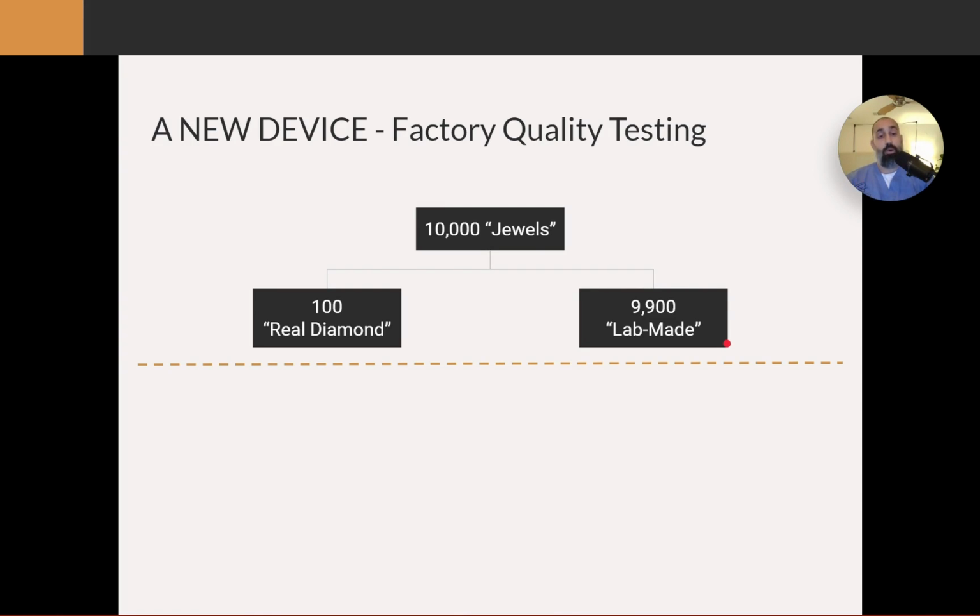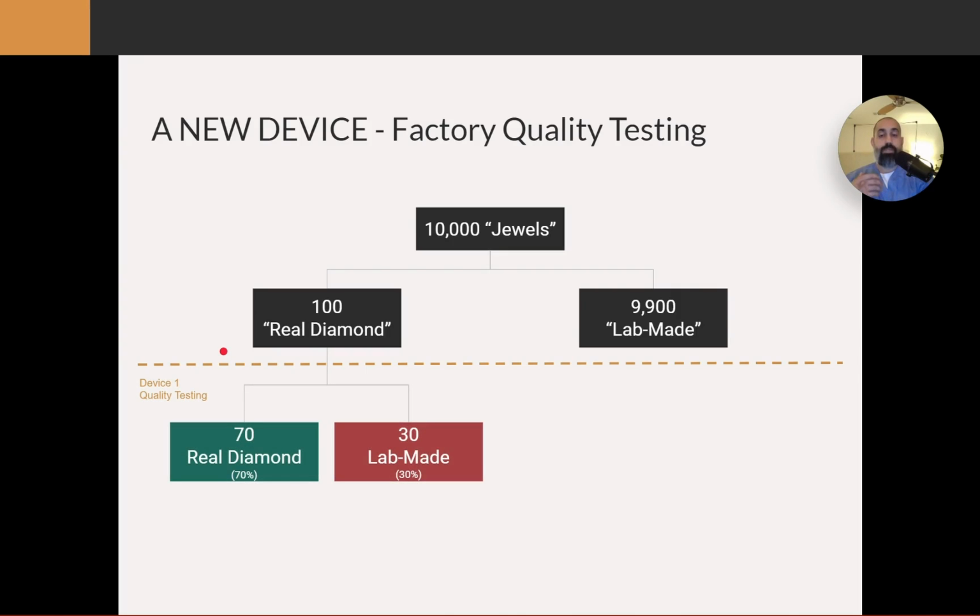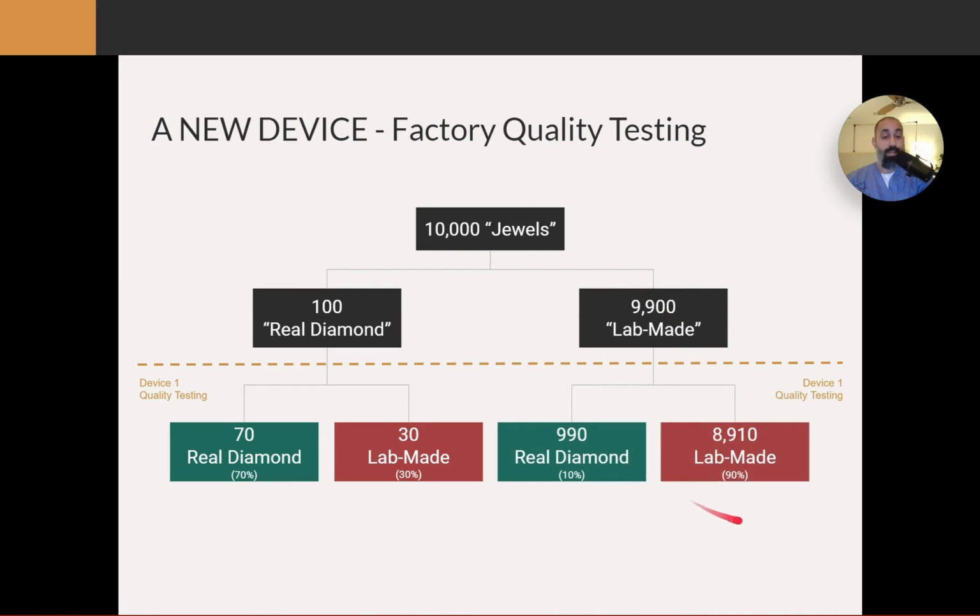Well, the factory would do quality testing, and the way they would do the quality testing is they would take 10,000 jewels that have 100 real diamonds, and they would label the real ones so they knew which was which. And they would run all 10,000 jewels through the device and see what it did. So, let us suppose that out of the 100 real diamonds, the device got it right 70% of the time and thought the real diamonds were real, and it was wrong 30% of the time. Out of the 9,900 fake diamonds, it got it right 8,910. That's 90% of the time it was right.